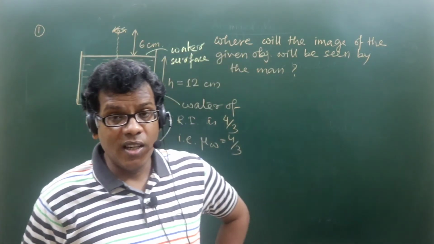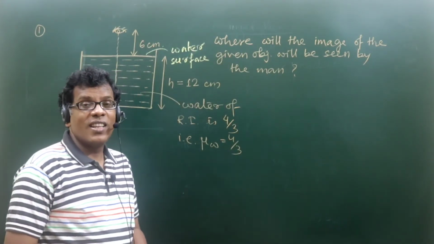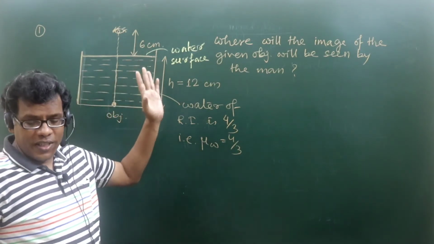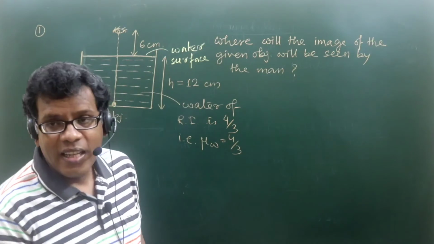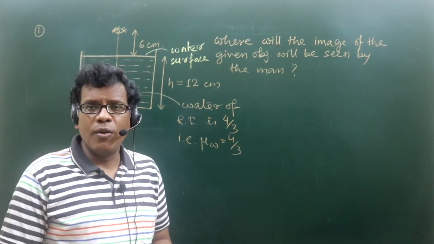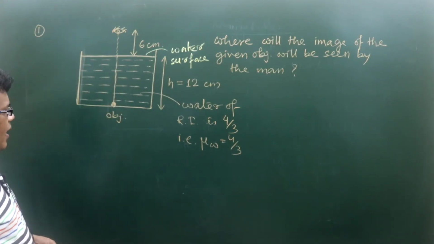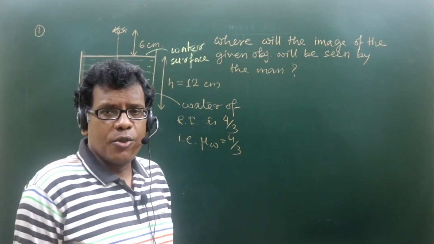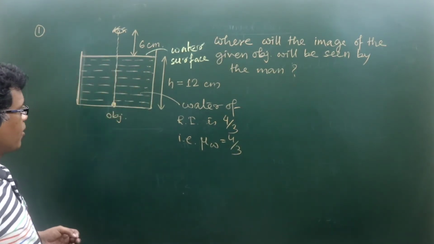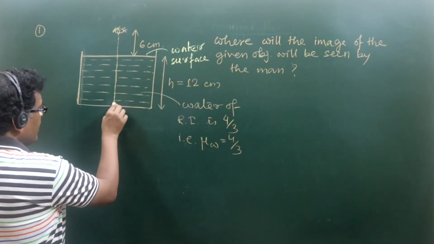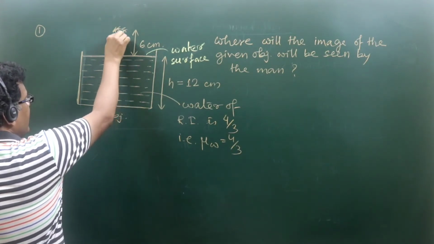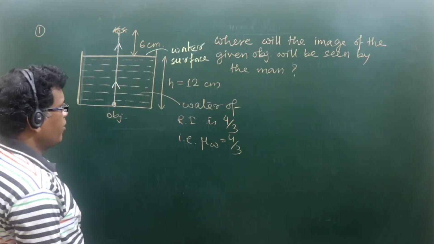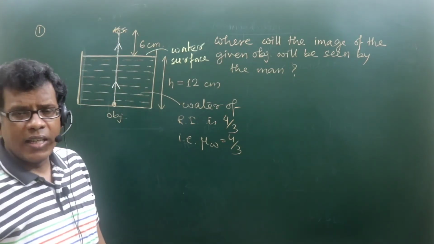Here the medium is water, and the observer's medium is air. So the light ray should be drawn from water to air, isn't it? And from where should we draw these light rays? We should draw the light rays starting from the object onwards. So I can take one light ray traveling all along the normal, so it will travel undeviated.